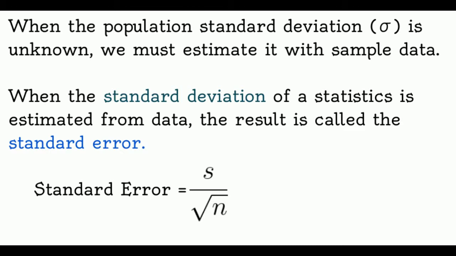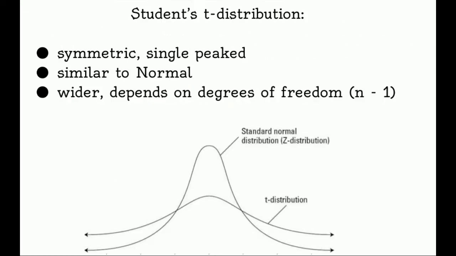If we don't know sigma, then we use the sample standard deviation s, but this results in a different distribution that's a little bit wider than the normal distribution, and it depends on the degrees of freedom, which are n minus 1. This distribution is called Student's t distribution. It's really similar in a lot of ways. It's symmetric and single peaked. It looks like a bell curve, kind of like a normal curve does, but it's a little bit wider. As the sample size and degrees of freedom increase, the curve gets closer and closer to normal, but it's not exactly the same thing as the normal curve.